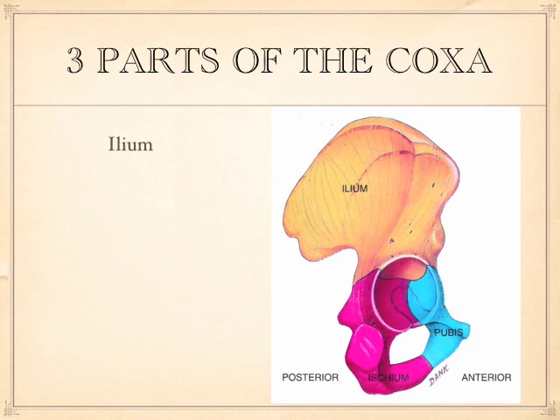Now, where does it end? Well, if you find the big socket here, can everybody see the great big socket on the side here? Okay? The basic crisscrossing here is going to be right through the socket. So the big flat area is called the ilium.